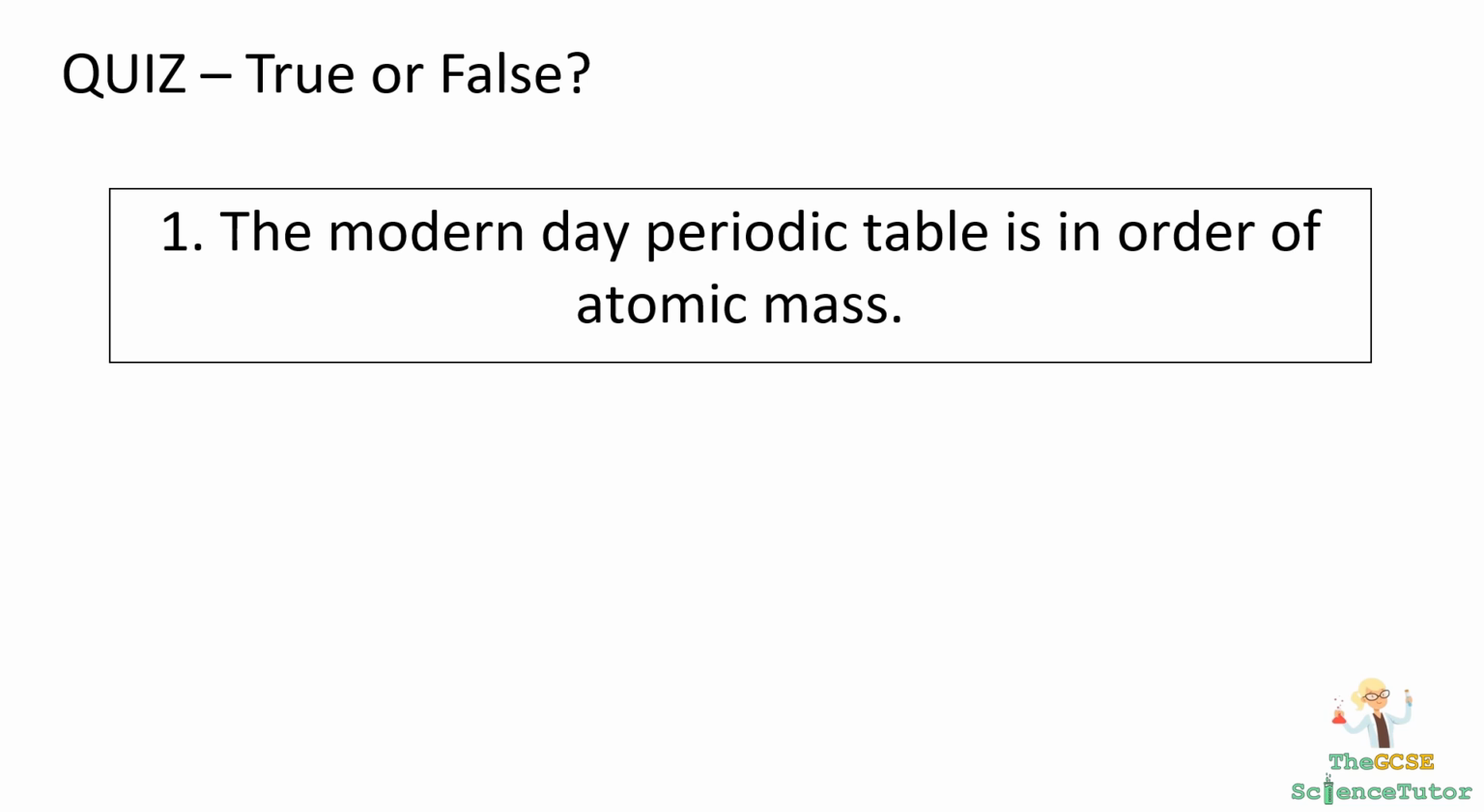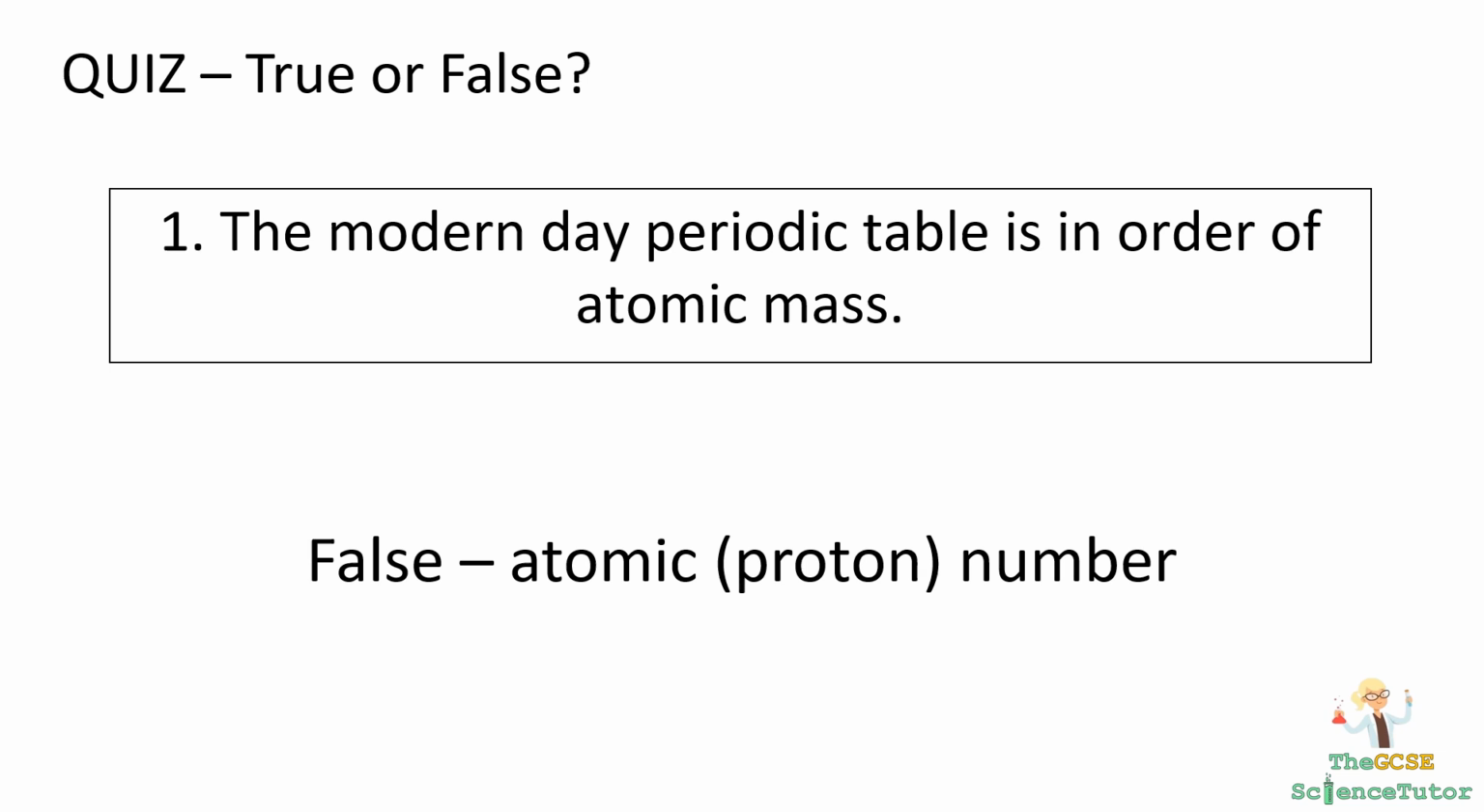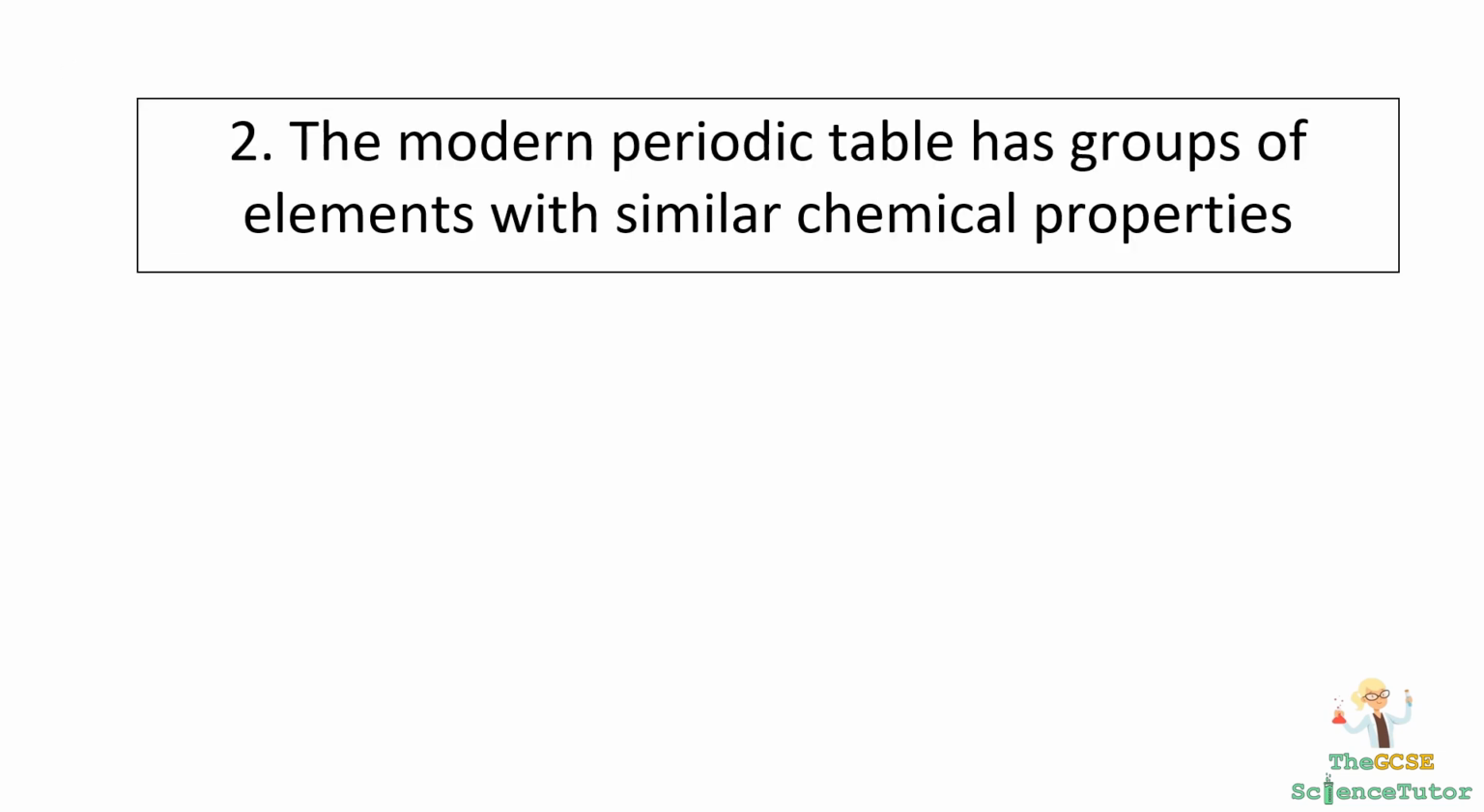So let's see what you know with a true or false quiz. Question 1. The modern day periodic table is an order of atomic mass. That's false. It's atomic or proton number. Question 2. The modern periodic table has groups of elements with similar chemical properties. That's true. They are.